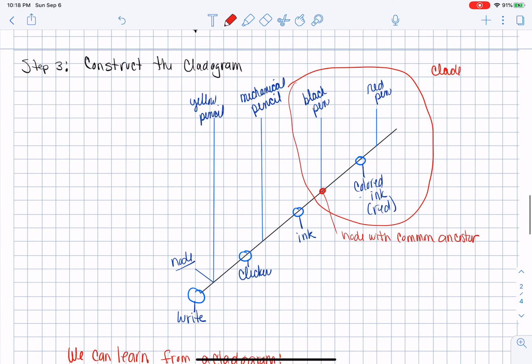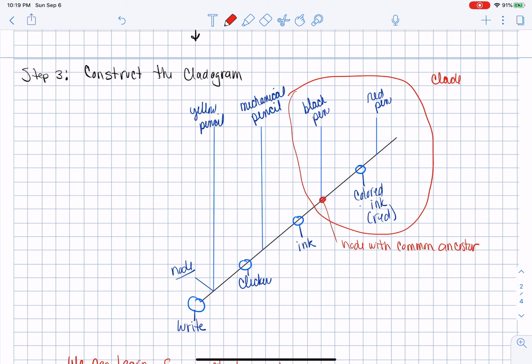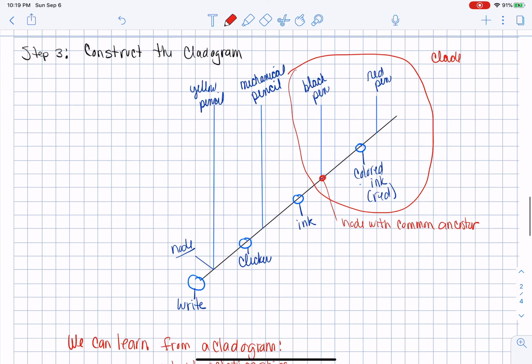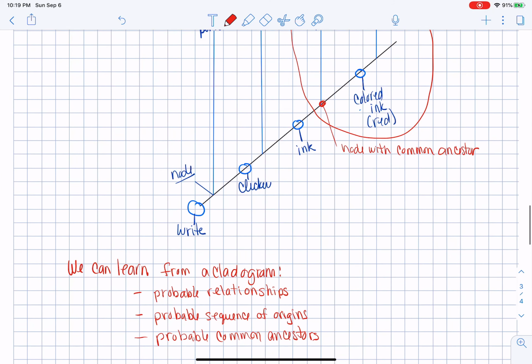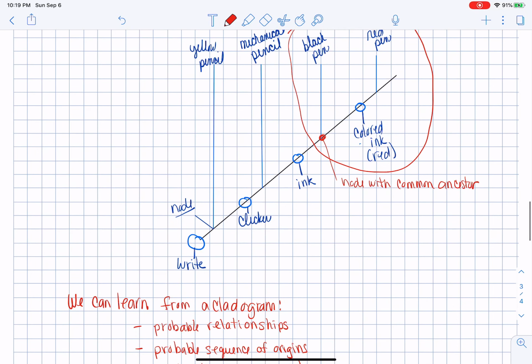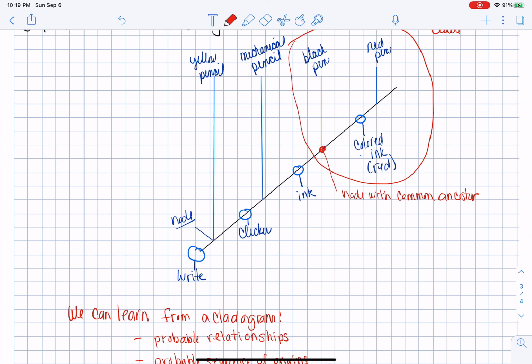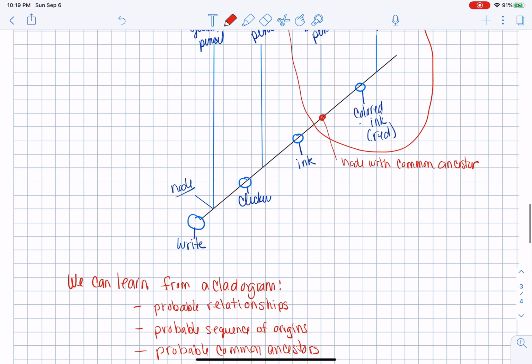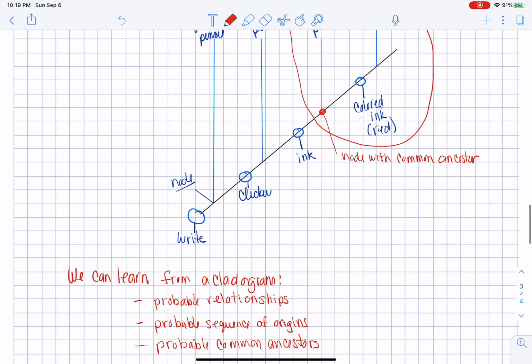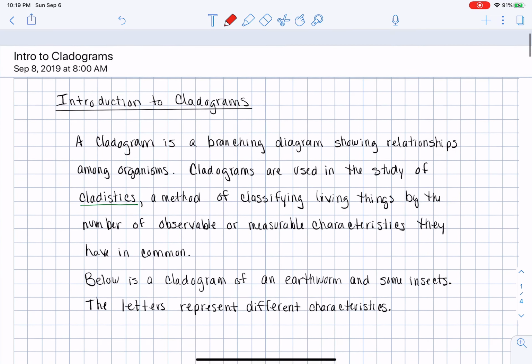So if you look at the relationships here, you can see that you can learn a couple of different things from this cladogram. You can learn probable relationships between all these individuals. You can learn the probable sequence of origins, and you can learn a probable common ancestor. And we don't know for sure what that common ancestor exactly is, but we know that there was one there. So please refer back to this. Also, you have a link to a CK12 textbook, and refer back to this as you are working on your assignment. Next.